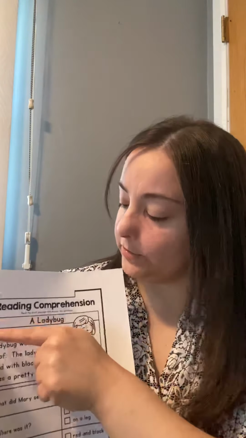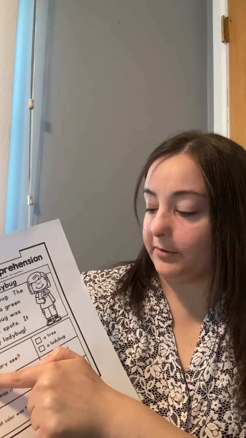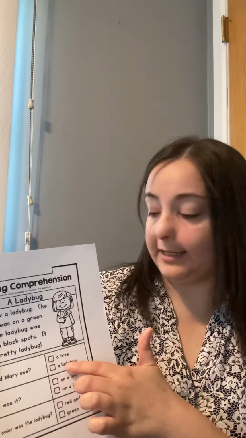For example, question number 1 says, "What did Mary see? A tree or a ladybug?" I will go back to the story and show the student: Mary saw a ladybug. Then we will go back to number 1. What did Mary see? A tree or a ladybug? And the student would be expected to say a ladybug. I'll then repeat this procedure for numbers 2 and 3 if the students need help for those questions as well.